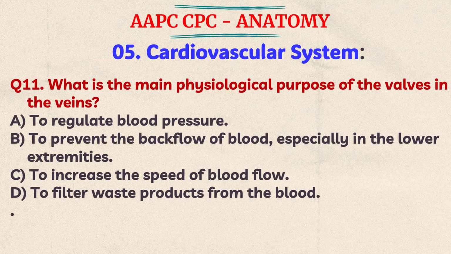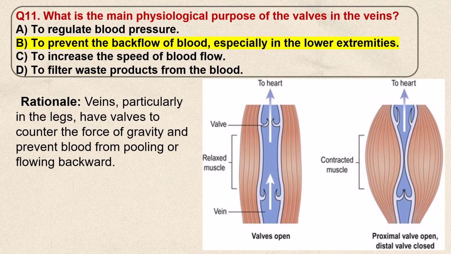Question number 11. What is the main physiological purpose of the valves in the veins? A. To regulate blood pressure. B. To prevent the backflow of blood, especially in the lower extremities. C. To increase the speed of the blood flow. D. To filter waste products from the blood. So the correct answer is B. To prevent the backflow of blood, especially in the lower extremities.